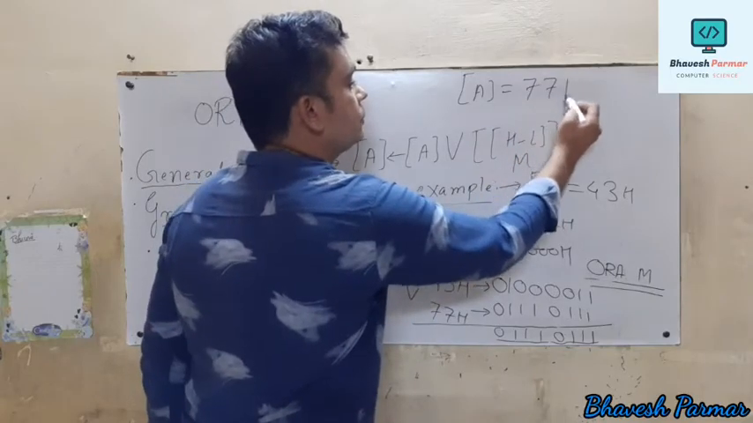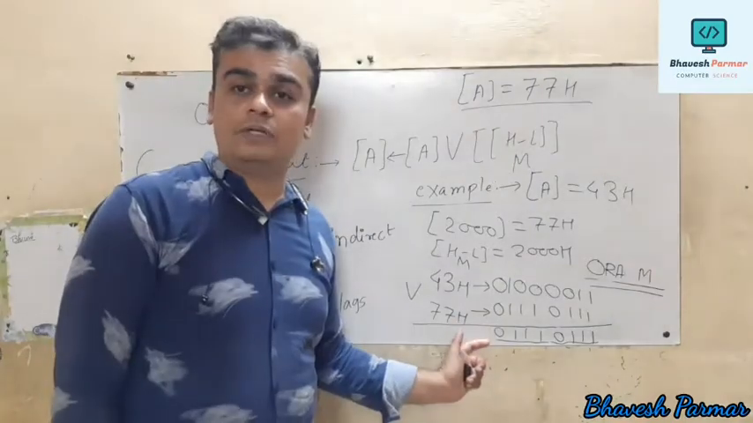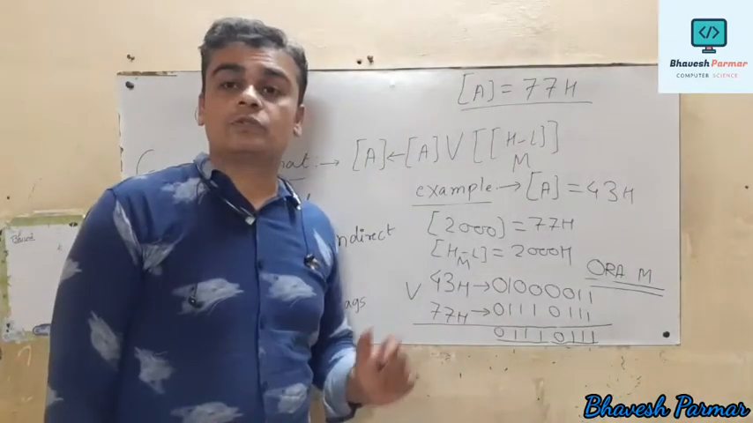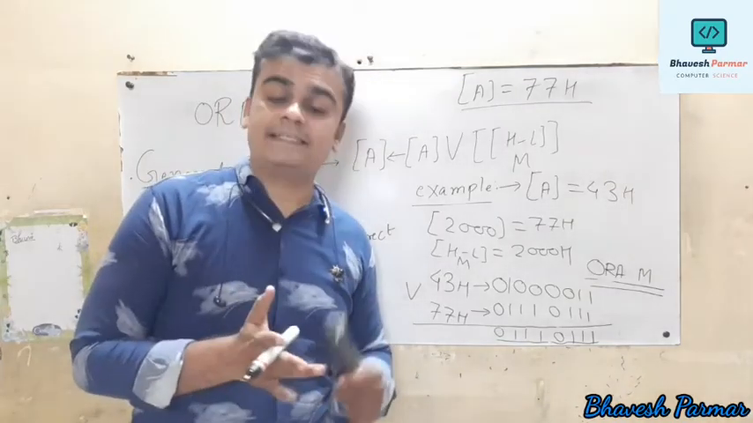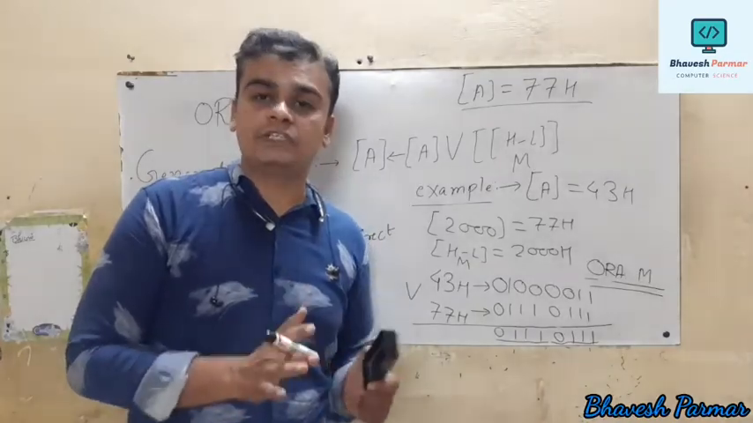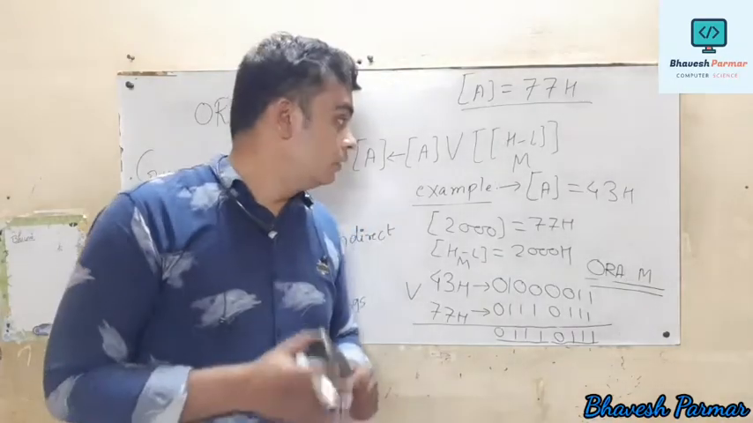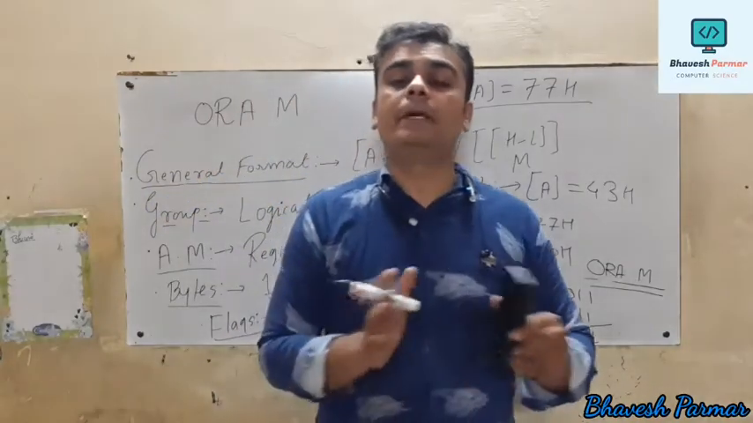77H is my final answer. And if we count the total number of 1s, it is 6, that we call P flag. The P flag is affected, the S flag, Z flag, AC flag are affected, and the CY flag remains unchanged, that we call 0. Okay, so in this way, we have discussed logical OR operation with memory.